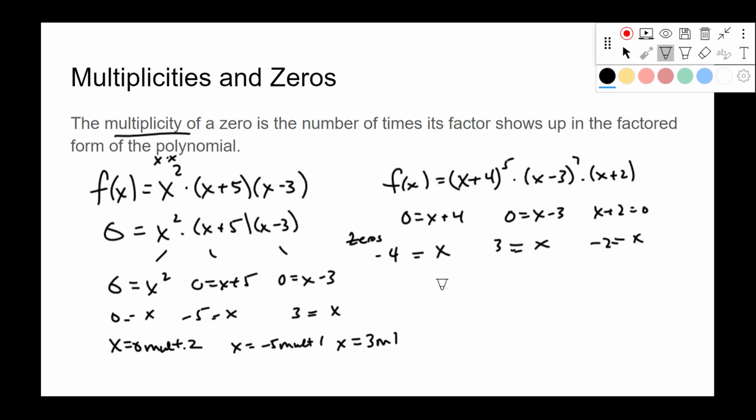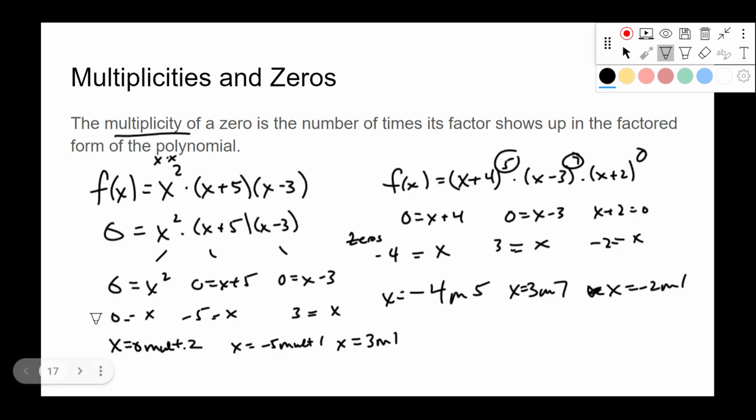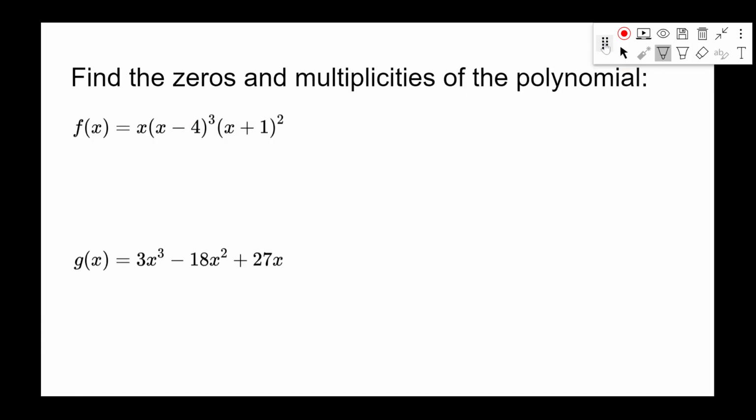And let's see what we have here. The multiplicities. Negative 4 has a multiplicity of 5. x plus 4 shows up 5 times. So that means if I set all the x plus 4 equal to 0, I'd get negative 4 as an answer 5 different times. x equals 3 has a multiplicity of 7. Shows up 7 times. And x equals negative 2 has a multiplicity of 1. It only shows up 1 time. So that's a multiplicity of a zero. All right, so now let's find the zeros and the multiplicities. Here we go. Let's set this to 0.